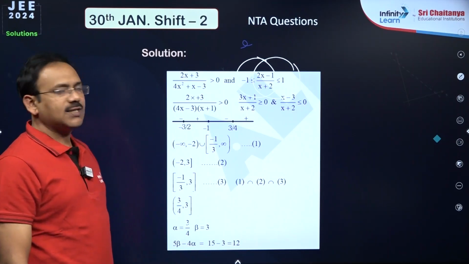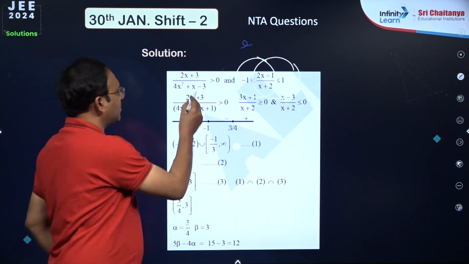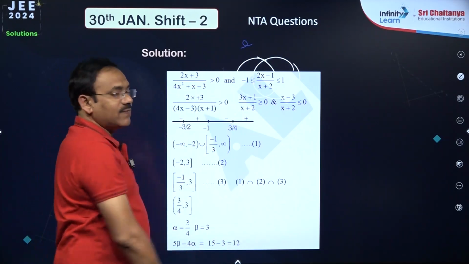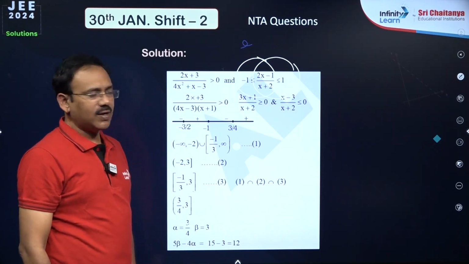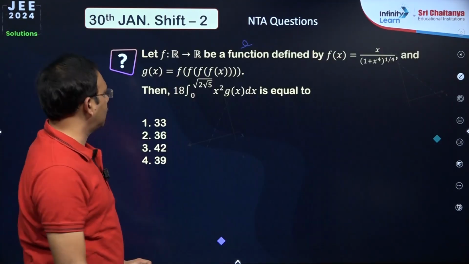So 5 beta minus 4 alpha value is 2. It is very simple. Input of a logarithm must be positive, denominator not equal to 0, and cos inverse input must be between minus 1 to 1. Three simple inequations you have to solve, and you have to take the common solution.